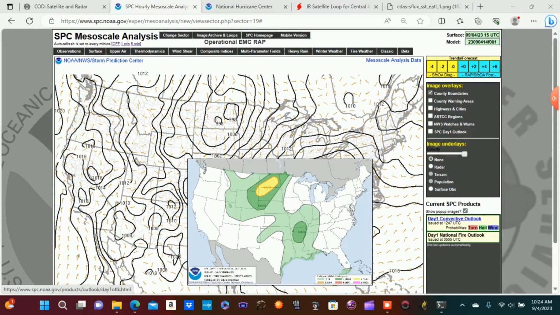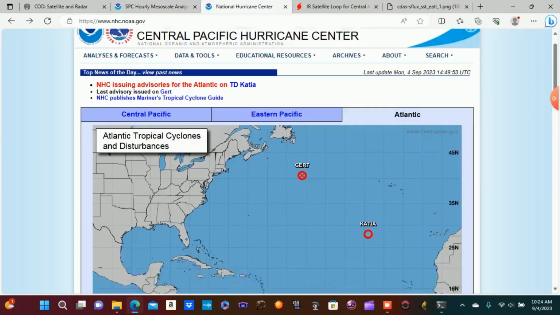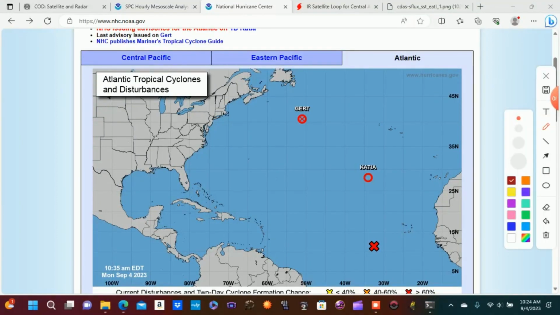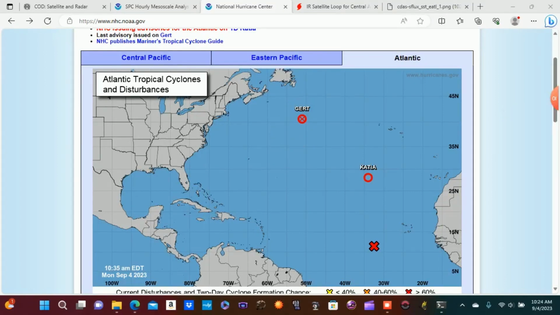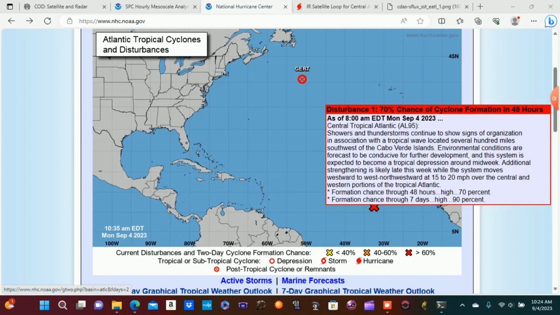That covers it for the forecast portion of this video, and now we're going to talk about the tropics. The tropics have been pretty busy for the past couple of weeks, and we still have a couple of systems that are going to be dying off. We have Gert here, which is just a remnant low, and then we have Kasia that is going to dissipate later tonight. Next we are looking at this Invest.